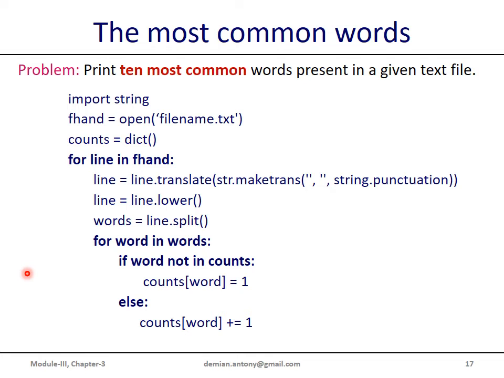And then we print the sorted list. We print only the first 10 elements of the list. We will take a slice from 0 to 9 of that list. We get the first 10 elements. Let me explain this program.